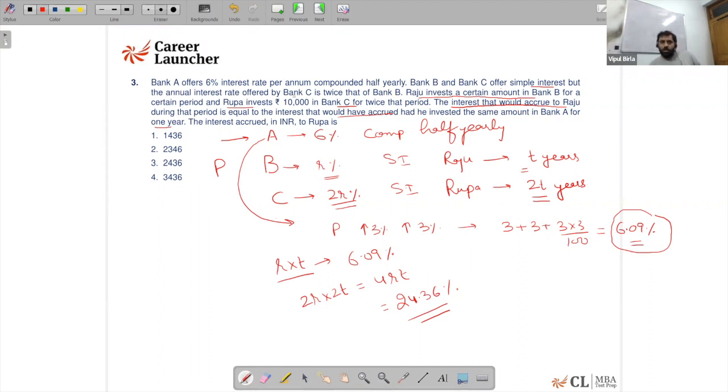Now, since it is given that Rupa invested 10,000 rupees, Rupa will be getting 24.36% of the principal that is invested, which is equal to 24.36% of 10,000, which is 2,436, which is the answer to this question. Therefore, option number 3 is the right answer.